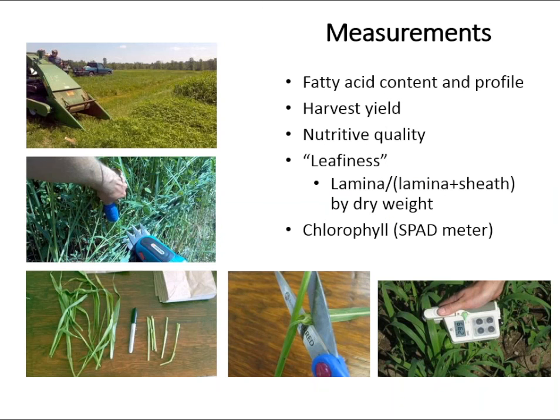I collected the yield data. I did the fatty acid content and profile of these samples, and looked at regular nutritive quality with our NIR here at UVM. Then I constructed a leafiness measure where, if you look at the picture with the scissors at the bottom, you can see I was cutting off the leaf blade right at the ligule where it meets the sheath of the plant. On the picture to the left of that, you can see leaf blades and the stem, the pseudostem, the leaf sheath portion. I took the dry weights of both of those and made a ratio of the leaf blade relative to the entire tiller. I also measured chlorophyll with the handheld SPAD meter, which is the device you see on the right, just because it's quick and easy, and you get a good number to associate with the greenness of your leaf.